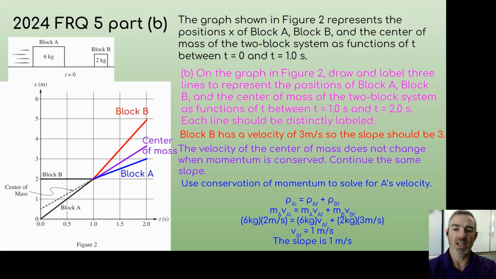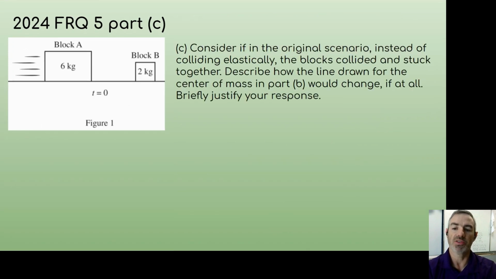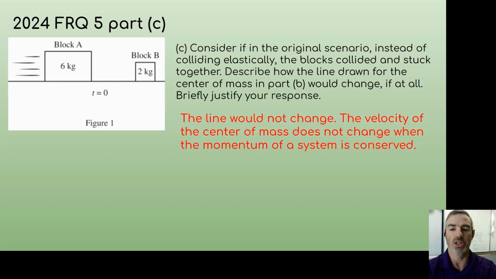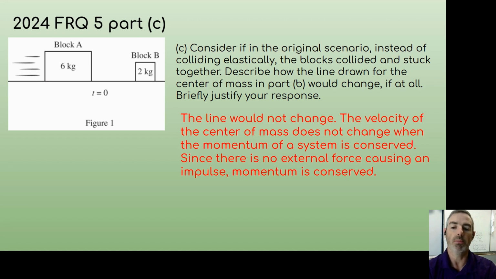Part C is asking us to consider the original scenario, but now instead of colliding elastically, they collide and stick together, a perfectly inelastic collision. This really doesn't matter because in all collisions, momentum is conserved. We want to know if the velocity of the center of mass is going to be any different. The answer is no, the line's not going to change at all, because the velocity of the center of mass does not change when momentum is conserved. Since there are no frictional forces, there's no external force causing an impulse, so momentum is conserved. The line for the center of mass is not going to change.